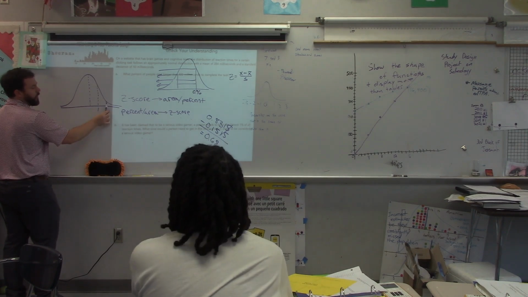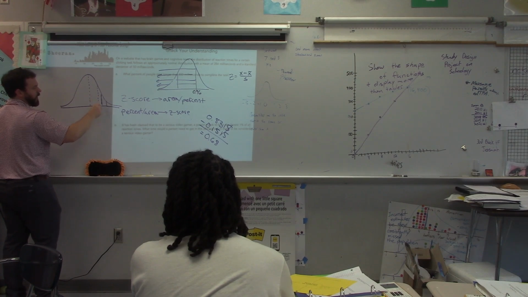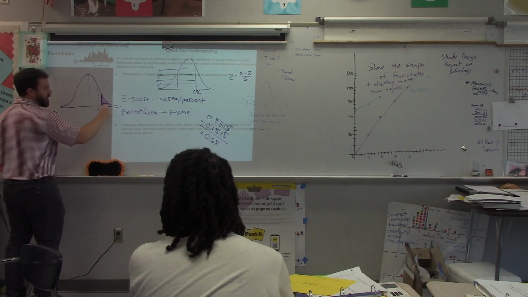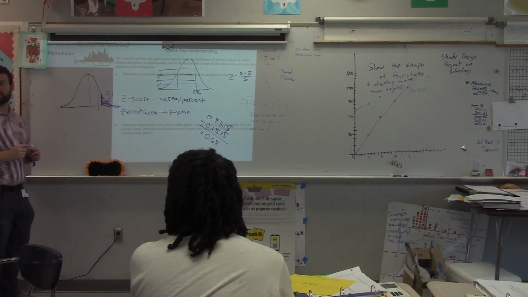Because two above is going to have 2.5% here. One above is going to have 16%. So somewhere in between there. Even that, I'll be honest, is more than you have to think about. But we want this area to be what? 0.1, 10%, right?